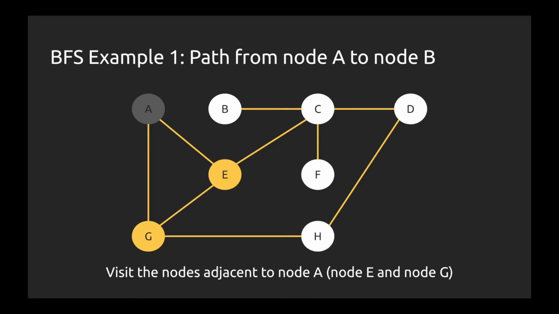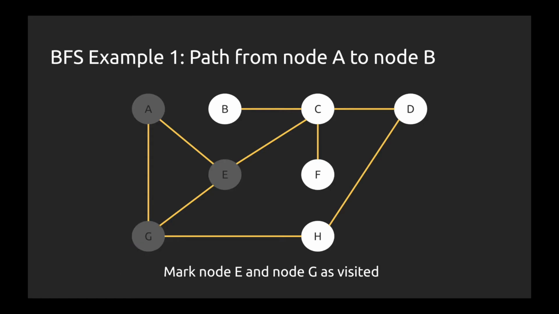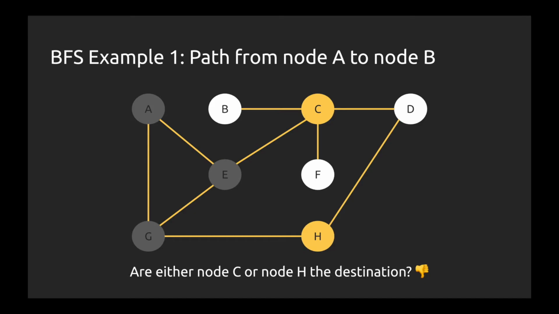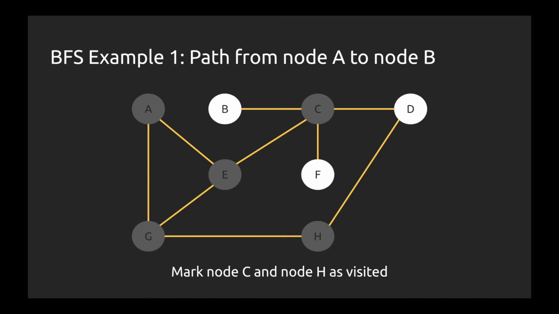Then we're going to go ahead and visit the nodes that are adjacent to node A, which means there's an edge connecting them to node A. In this case, that's nodes E and G. We're going to then ask, are either of node E or node G the destination? In this case, no, we're looking for node B again, so we're going to mark both node E and node G as visited. Then we visit the nodes adjacent to nodes G and E, which in this case are nodes C and H. We once again ask ourselves, is this the destination? No, it's not. We mark them as visited.